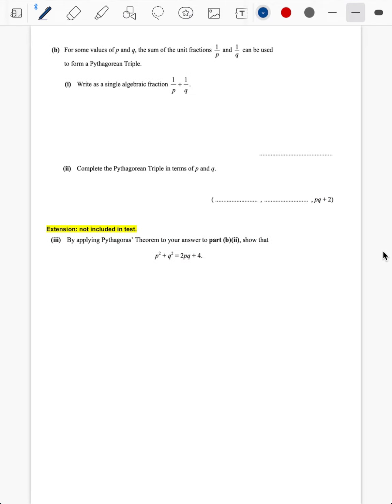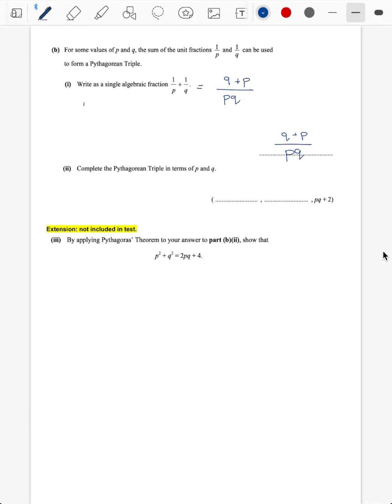Okay, for some values p and q, the sum of unit fractions can be used to form Pythagorean triples. Okay, so we've seen that. Write a single algebraic fraction 1 over p plus 1 over q. Okay, again, let's just give it a go. So as a single fraction, let's write it equals here. Equals, that's going to be q plus p over p times q. And I've pieced that together in exactly the same way as I did previously. And that's going to be my final answer. Just copy it down: q plus p over pq.